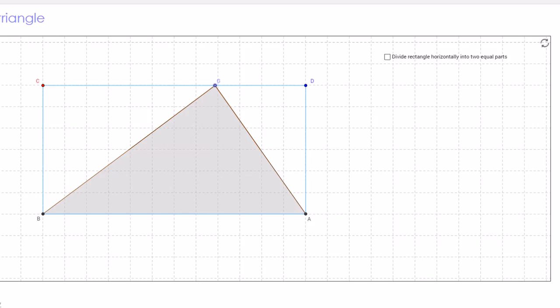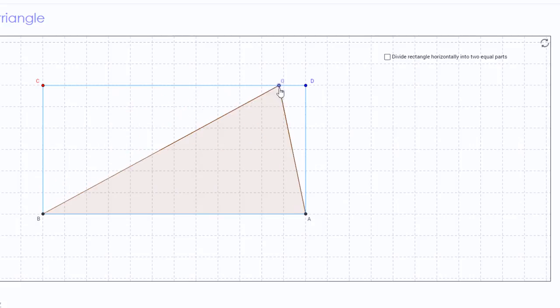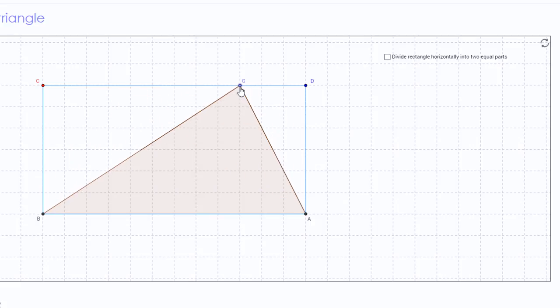Now, suppose we're given a triangle that's given here, and we want to find the area of this triangle. So it can be any arbitrary triangle. Suppose you have this one here. Now, I'll use this application to help you discover area of a triangle.